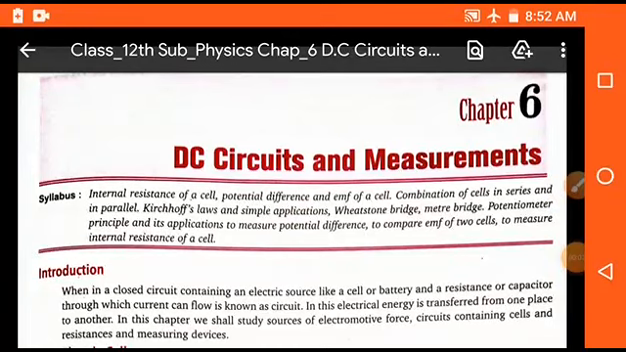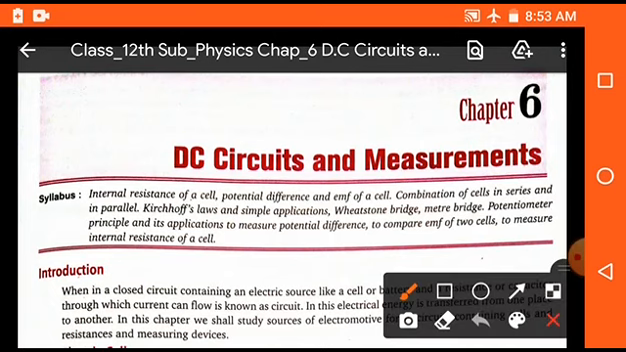In this session, we will study chapter number 6 of class 12th. And the name of the chapter is DC circuits and measurement.